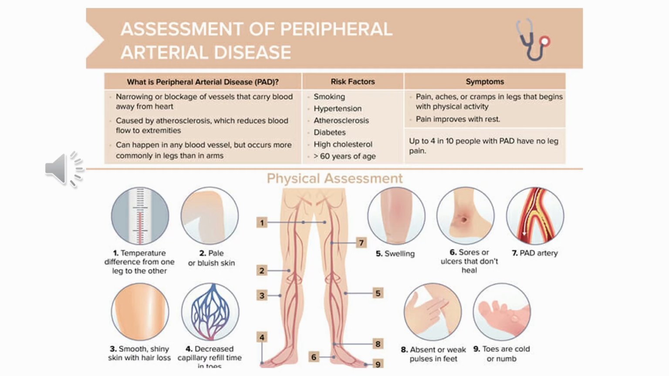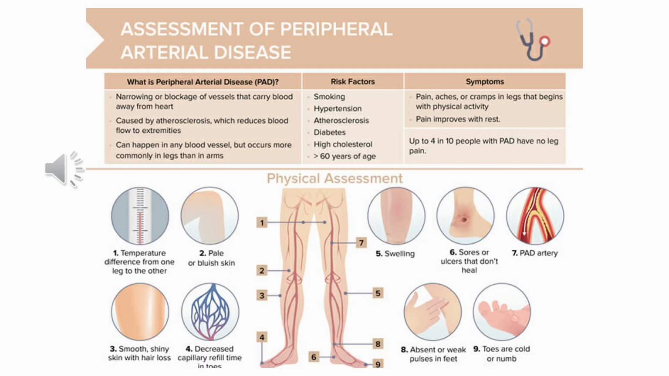So continuing with physical assessment, there are some other key findings to look for. Again, any temperature differences between the legs, with the affected leg often feeling a lot cooler. Pale or bluish skin can indicate poor circulation. Smooth, shiny skin with hair loss may be due to chronic ischemia. A delayed capillary refill time in the toes may be seen. Swelling, although it's more common in venous disorders, may also be present. Sores or ulcers that don't heal, especially on the toes or on pressure points.